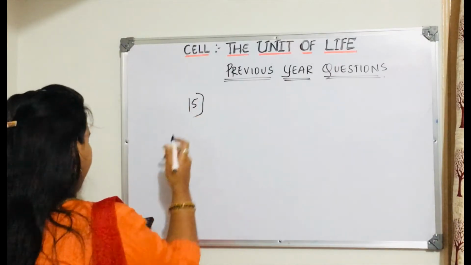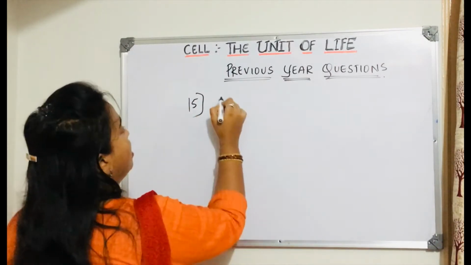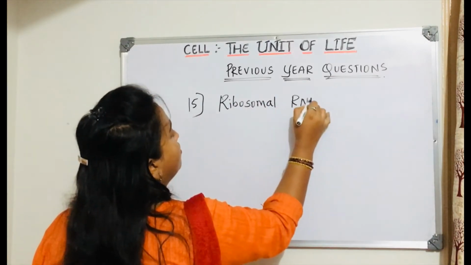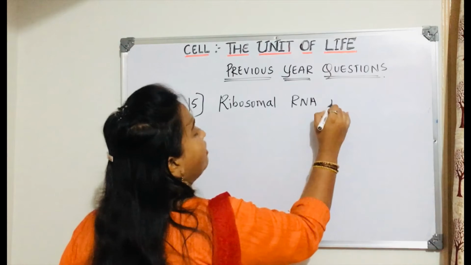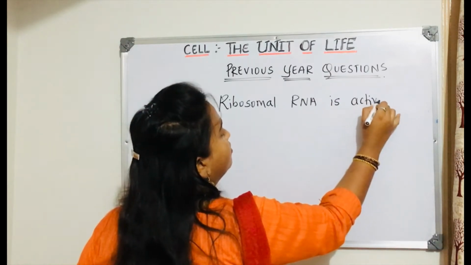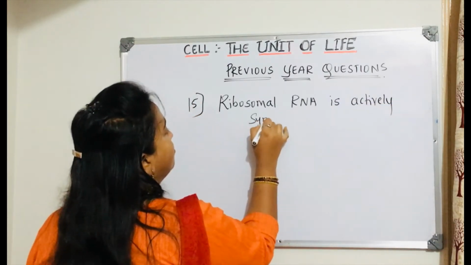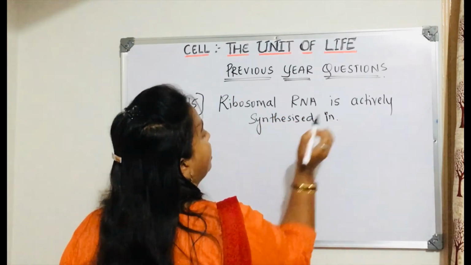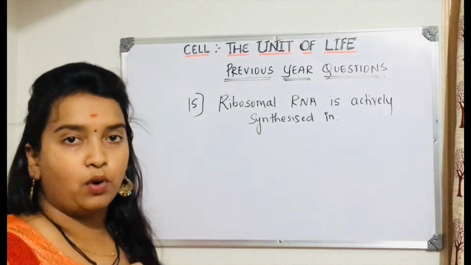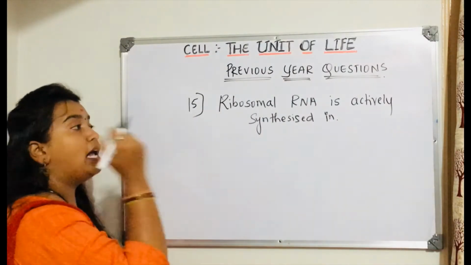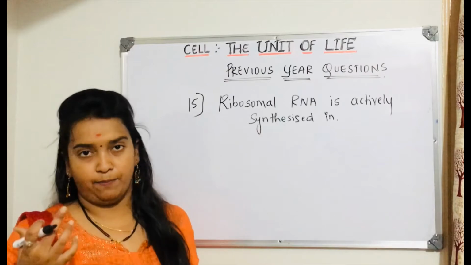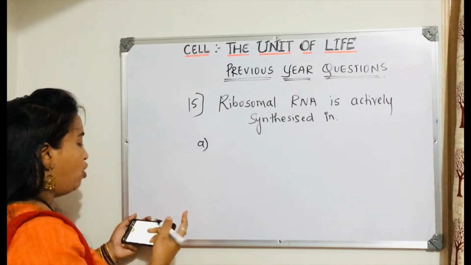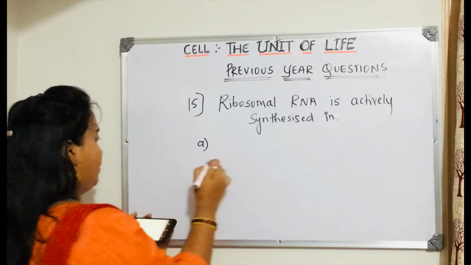Question number 15. Ribosomal RNA is actively synthesized in... Ribosome is made up of what? RNA and protein, right? They are asking where ribosomal RNA is synthesized. Before I could write the options, the answer should be in your mind.